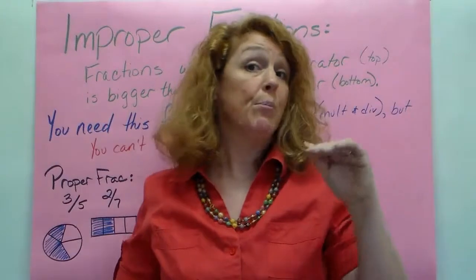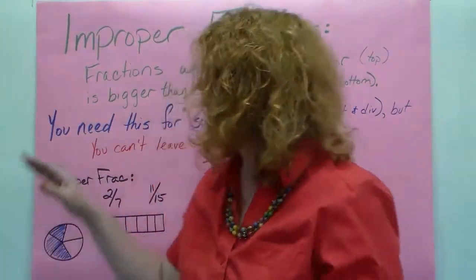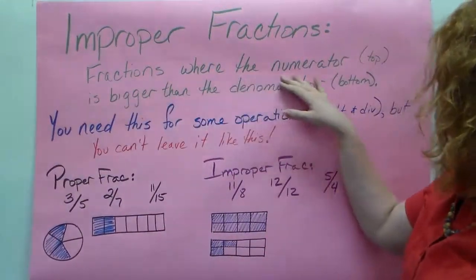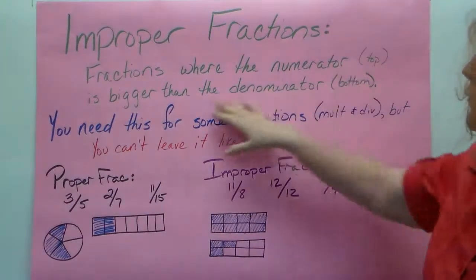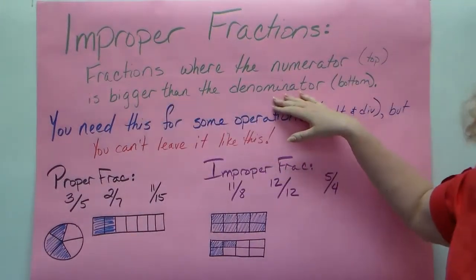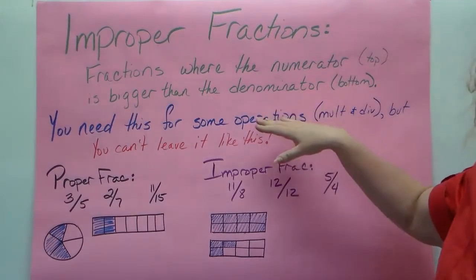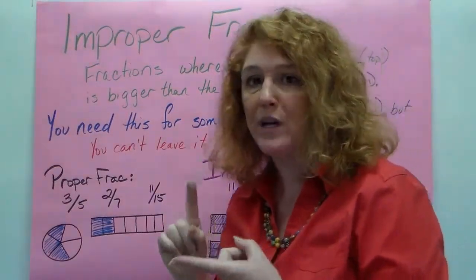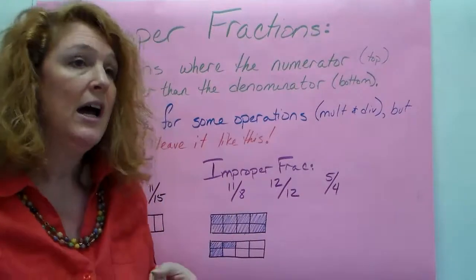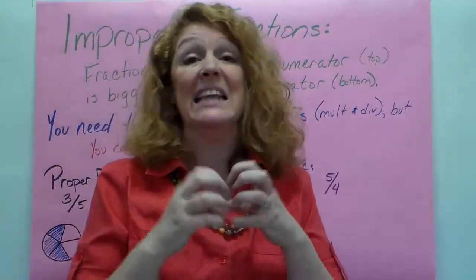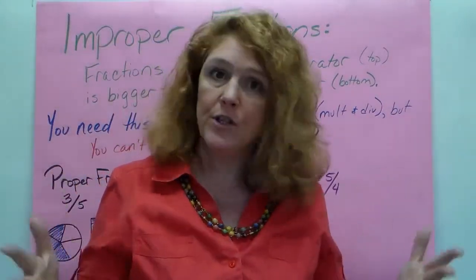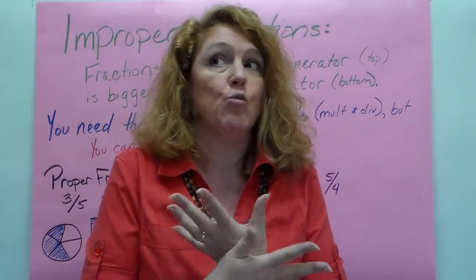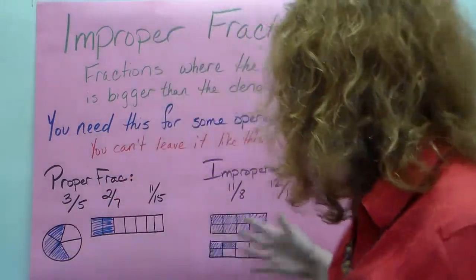Then we get into improper fractions. Now, an improper fraction is a fraction where the numerator, which is the top number, is bigger than the denominator. And while we need to be able to make improper fractions so that we can multiply and divide, when it's an answer, we can't leave them like that. So the first thing we need to be able to do is recognize them, okay?